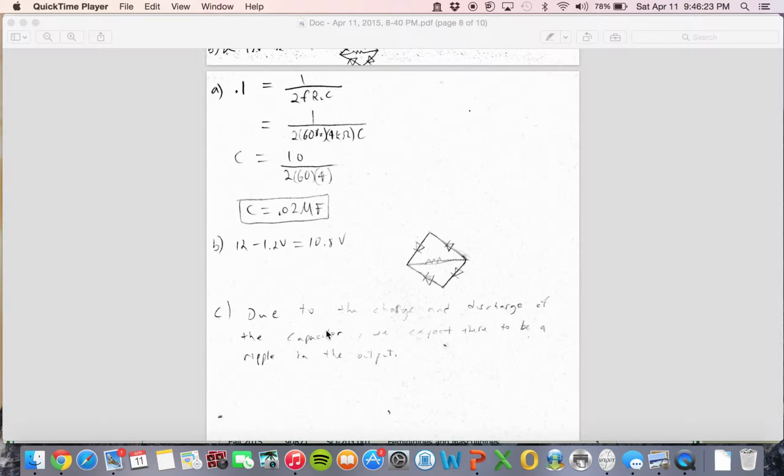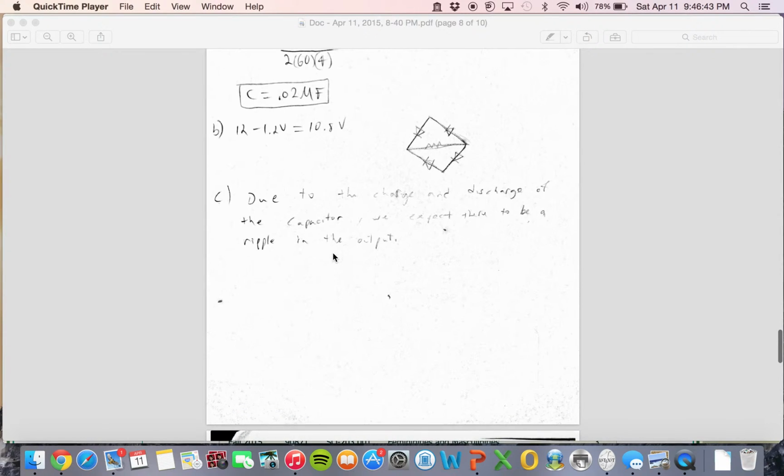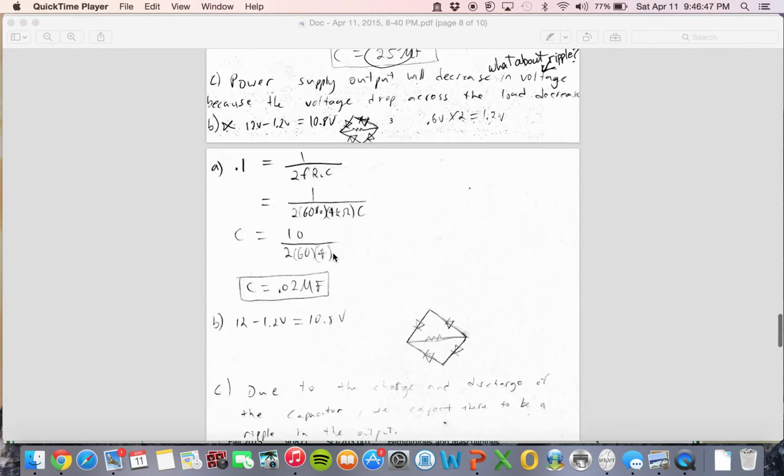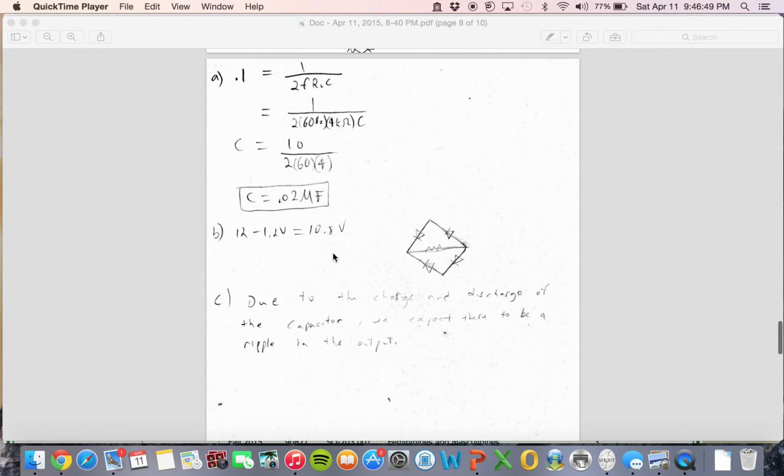In part B, the peak voltage is 10.8 because at any given point the current will travel one of two paths, which includes two diodes, and the voltage drop across a diode is 0.6, so 0.6 times 2 is 1.2 volts, and that leaves the peak voltage to be only 10.8 volts. For part C, we'd expect a ripple because of the charge and discharge of the capacitor, which I forgot to add in my original answer.